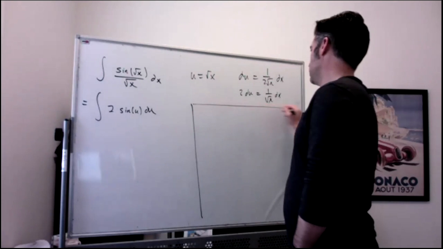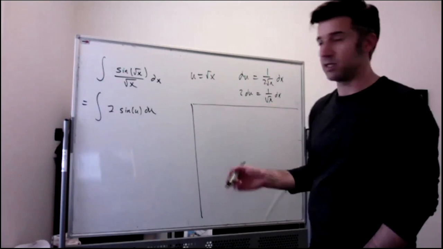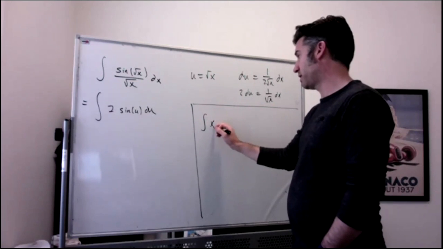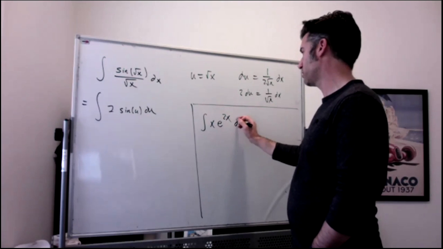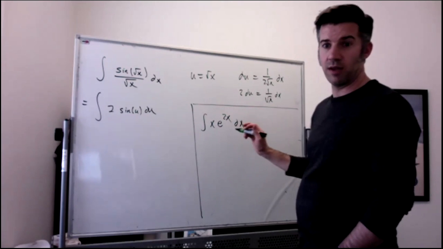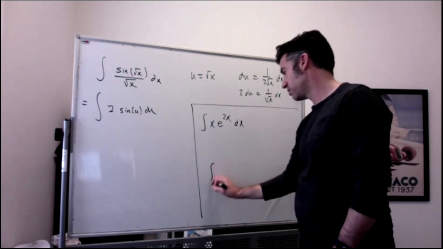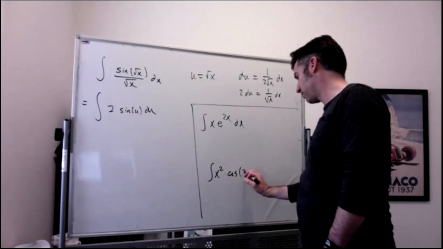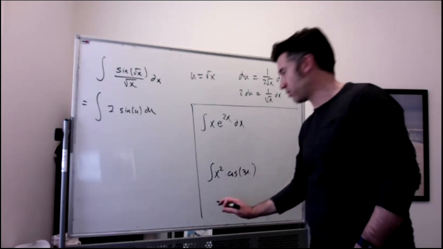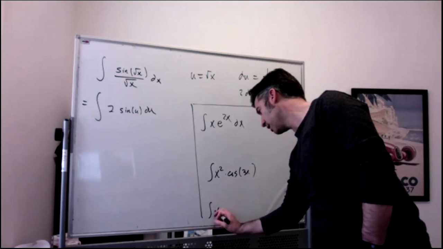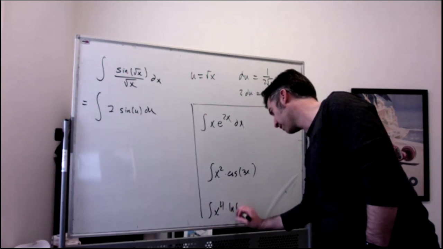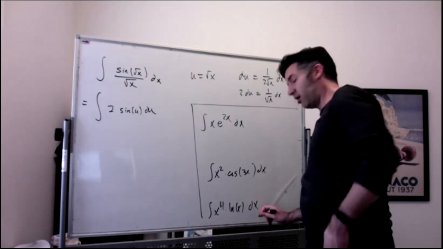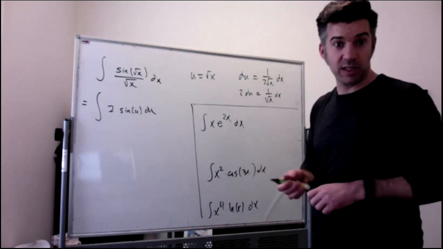Fine. However, not every problem is a U substitution. Here are a couple examples of things where we can't do a U sub. The integral of x e to the 2x, or the integral of, say, x squared times cosine of 3x, or the integral of x to the 4th times natural log of x, dx. All of these problems require integration by parts.